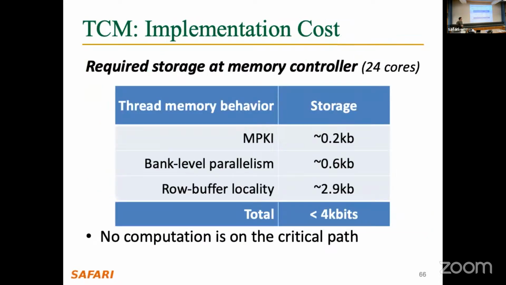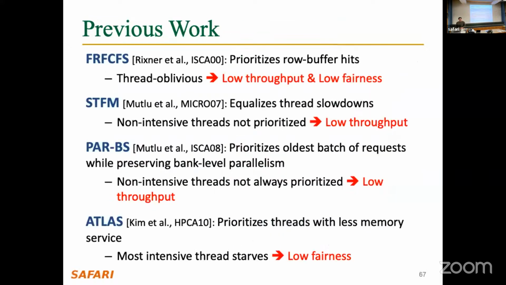So we also investigated the chip area cost of implementing this scheduling mechanism, and they found that it requires less than 4 kilobits of storage, and it's not on the critical path, meaning that you could integrate this into your memory controller, and you wouldn't need to reduce your clock frequencies.